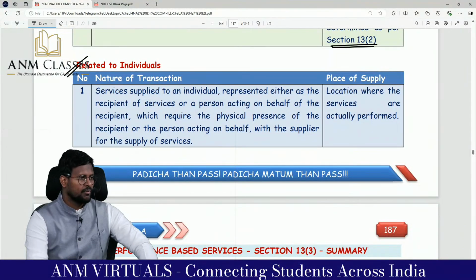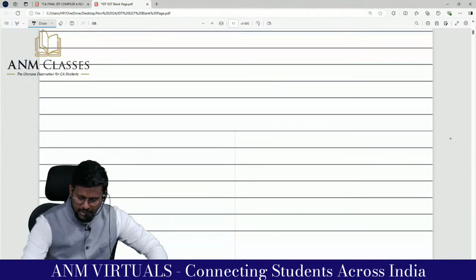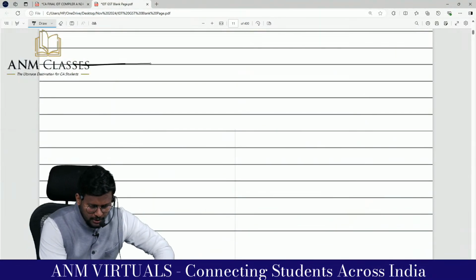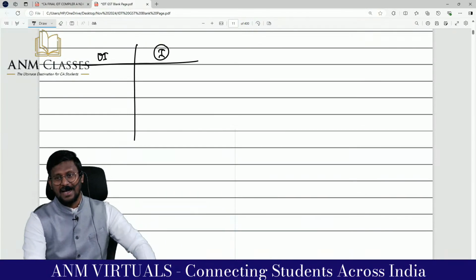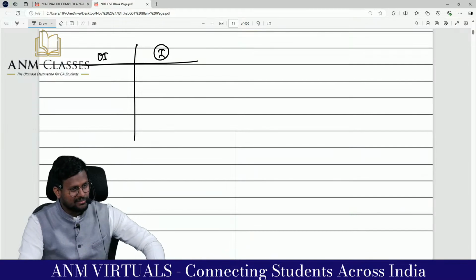Shall I come to performance based services relating to individual? Yes, sir. For example, I'm giving you an example. You know that this is a world map. This is outside India and this is India.